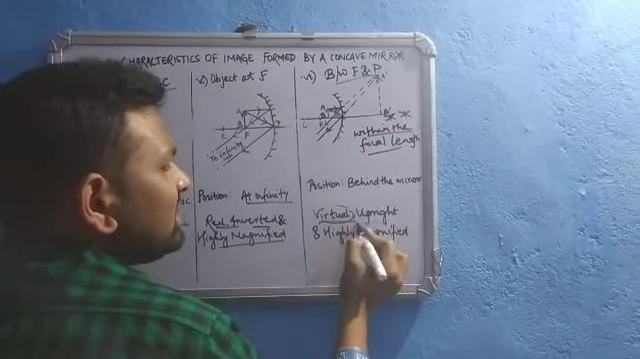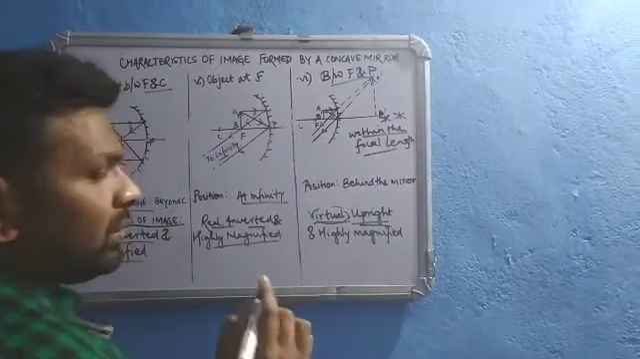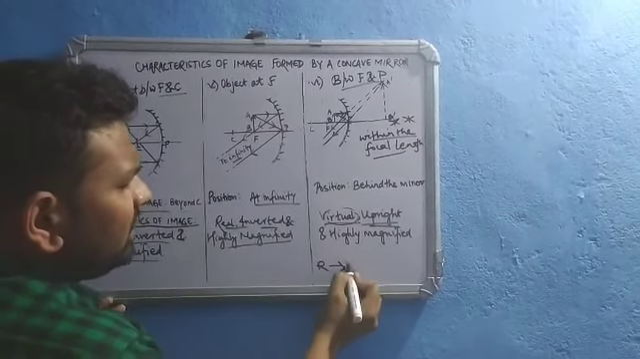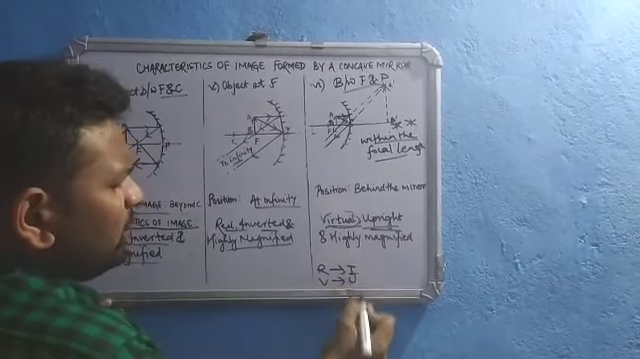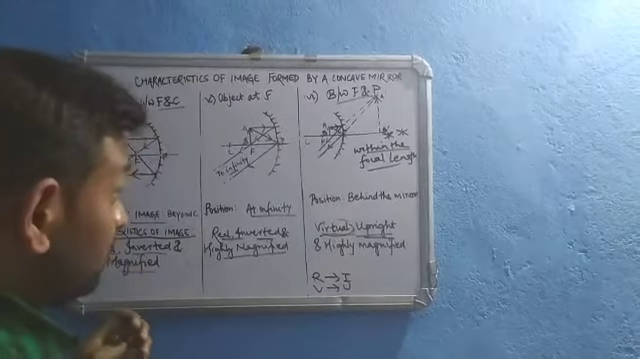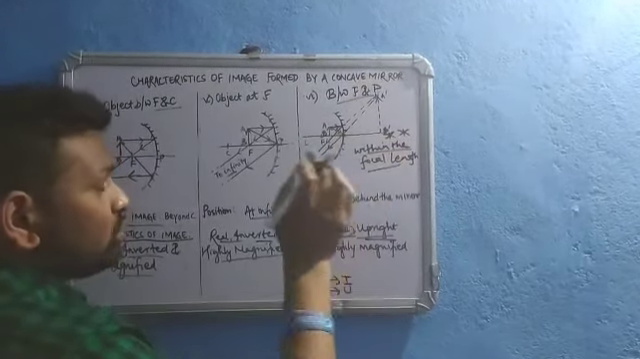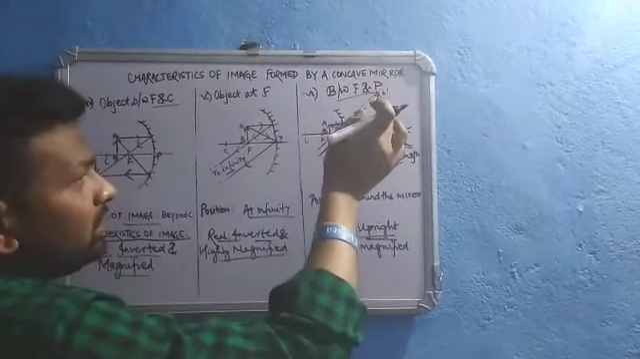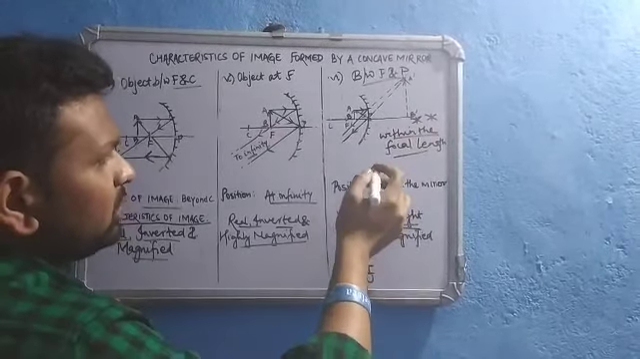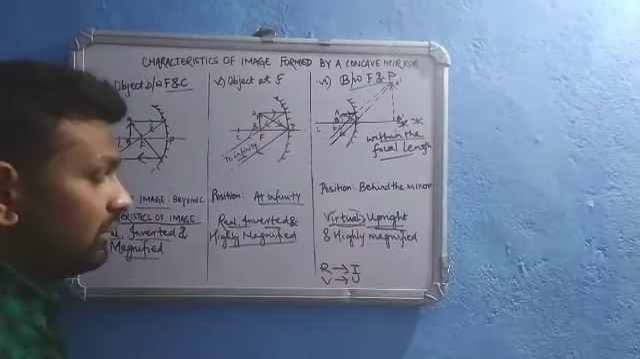Virtual images are upright. Always remember, real images are inverted and virtual images are upright. Okay, this you have to remember. So the only special case of a concave mirror when it produces a virtual and upright image is when the object is placed within the focal length.